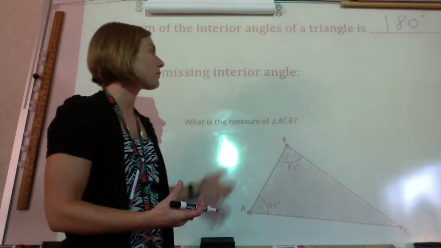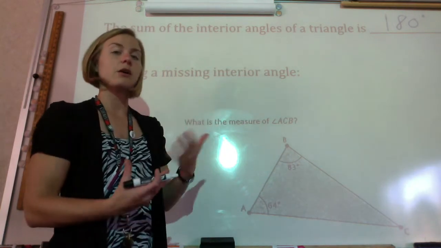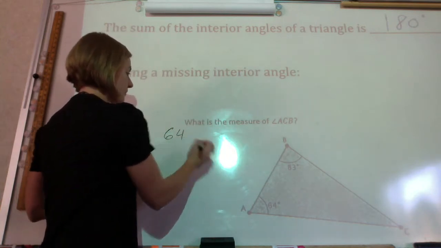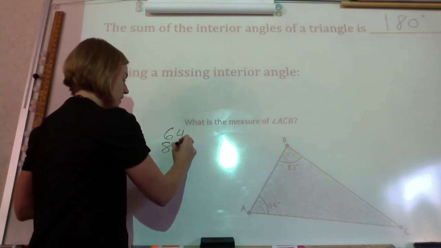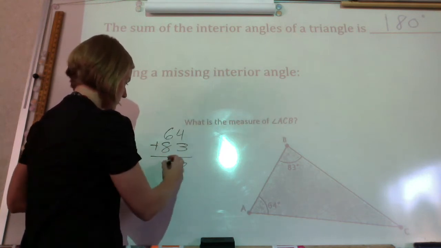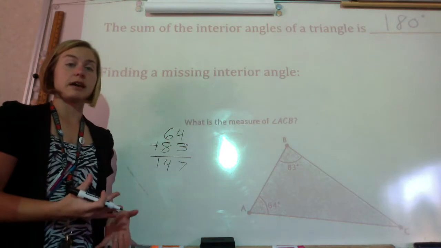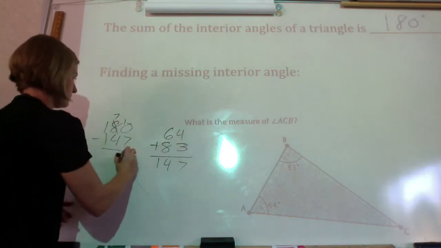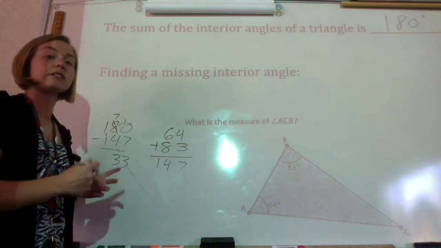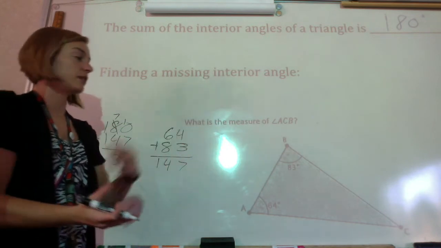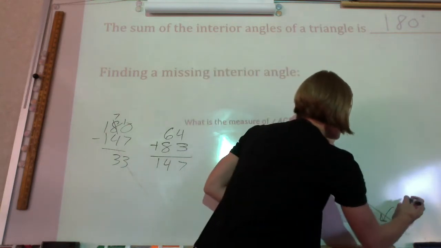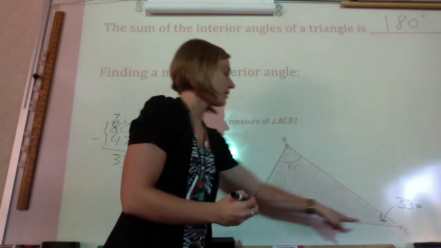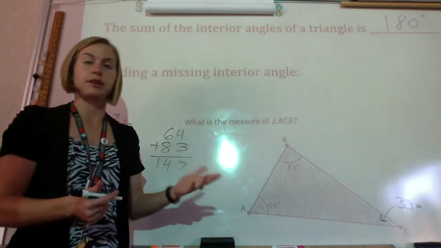Well, that's pretty simple. If we know that all of them are supposed to add to 180, we can just find what's missing. So let's add up angle A, which is 64, and angle B, which is 83, which is 147. So now we can just take that away from 180, and we can see that what we're missing is 33 degrees. Well, then that must be C. So we know that angle C is 33 degrees, or in the way that they're calling it, angle ACB is 33 degrees.